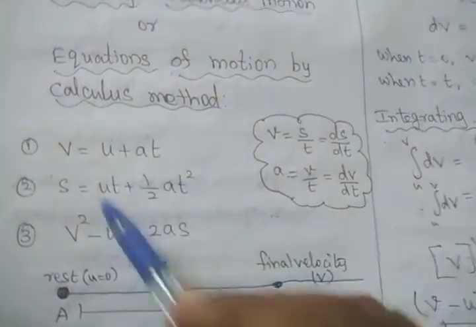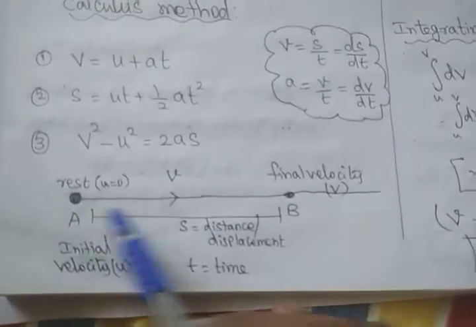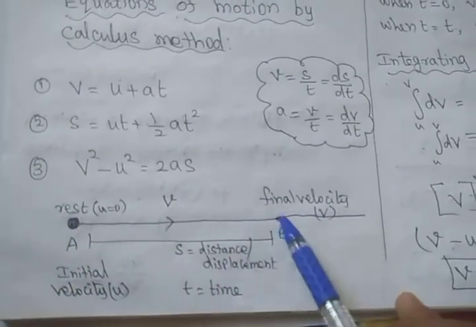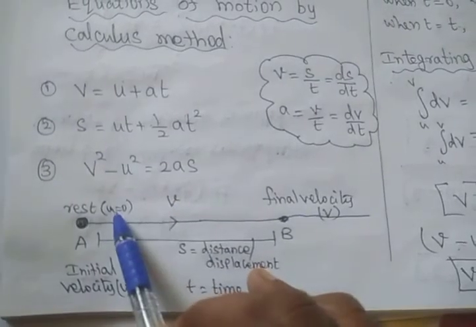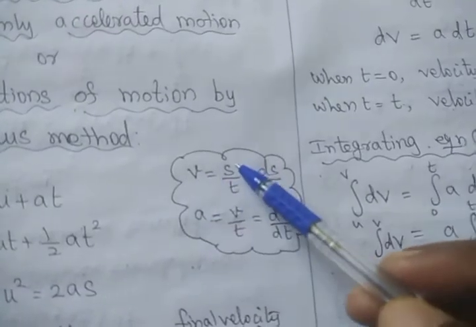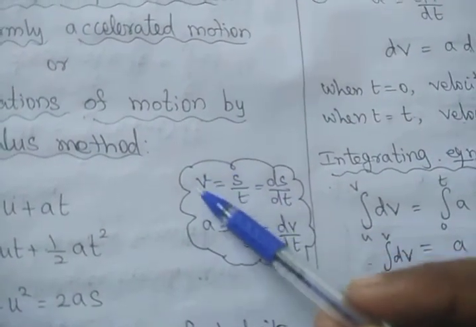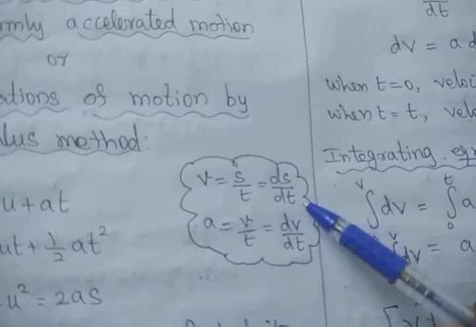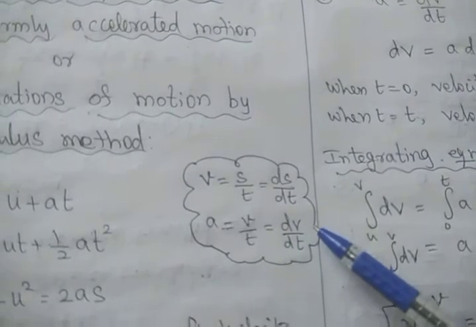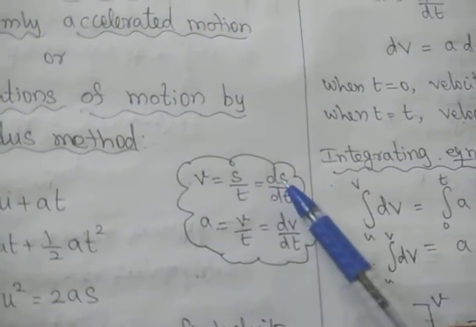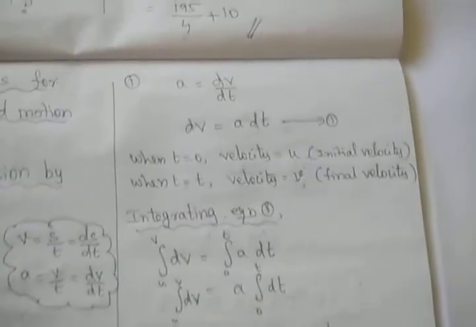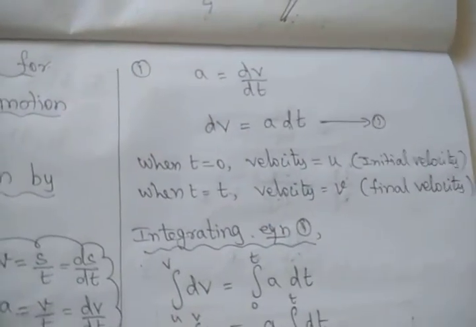Before deriving these equations, you should know this motion example. The body is at rest and starts to move, with final velocity v, initial velocity 0, displacement s and time t. What is velocity? Velocity is displacement by time, in differentiation form ds by dt. Acceleration is change of velocity by time, in differentiation form dv by dt. So velocity means ds by dt, acceleration means dv by dt. Now we are going to derive the first equation of motion.